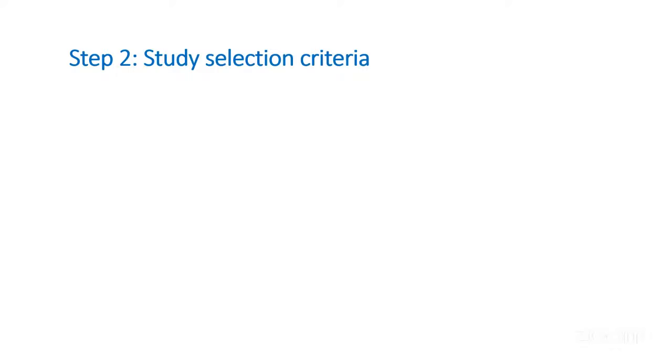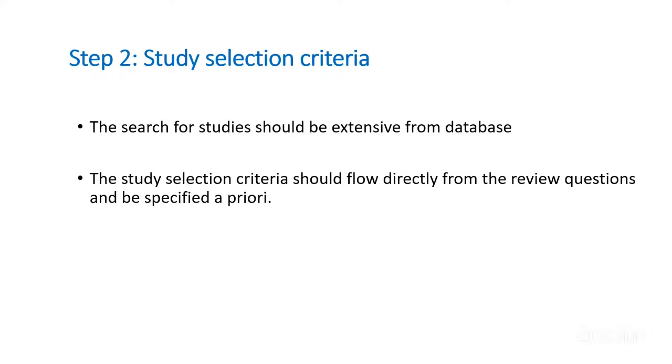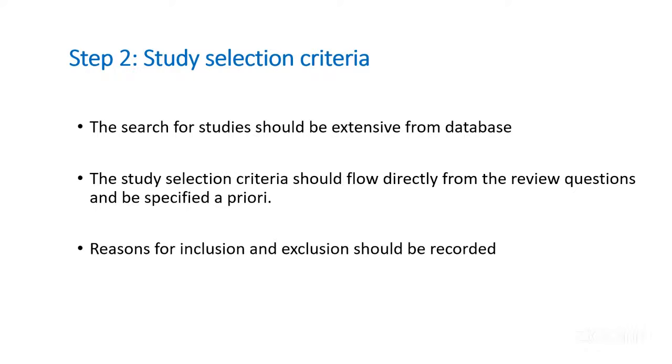Now, the second step is the study selection criteria. That means which studies you are going to select, and from where you will get these studies. From the database. The study selection criteria should flow directly from your review question and your already registered protocol, so it should be specified a priori. You also have to mention your inclusion criteria and exclusion criteria.